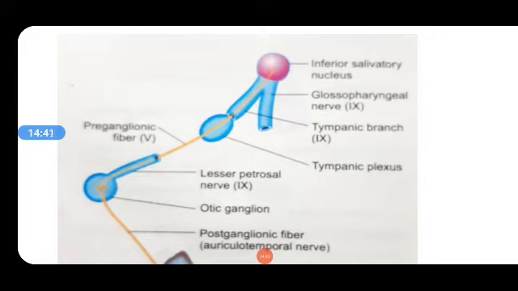After arising from the medulla oblongata, the fibers pass through the tympanic branch of the glossopharyngeal nerve, then the tympanic plexus and the lesser petrosal nerve, and end in the otic ganglion. Where is it ending? It is ending in the otic ganglion. Up to there, the preganglionic fibers are completed.